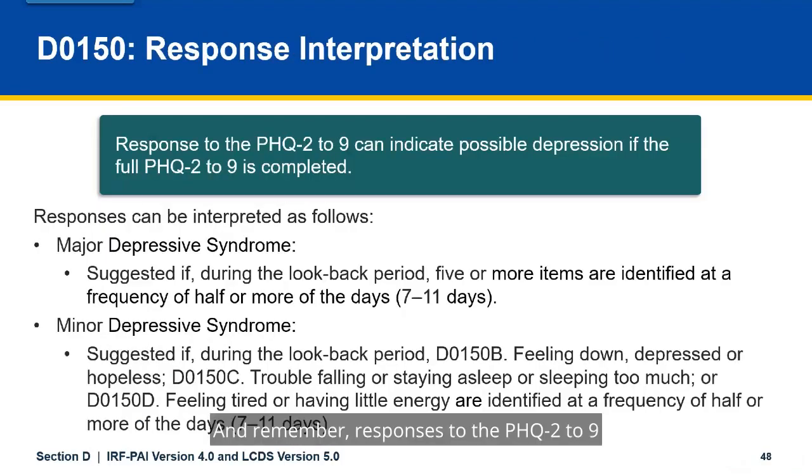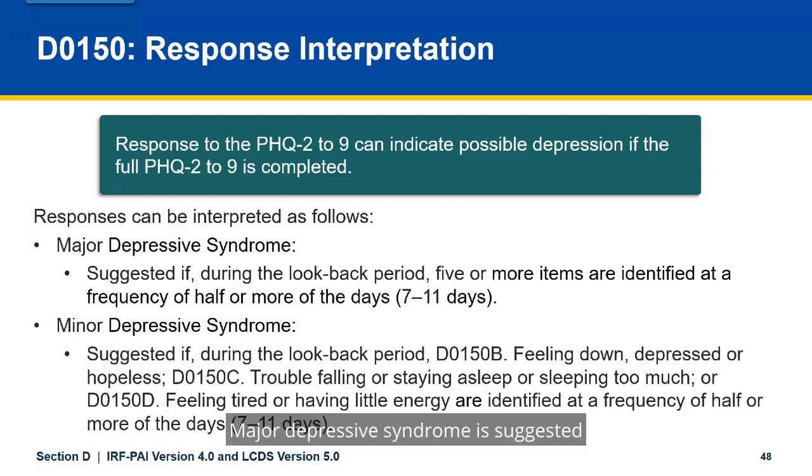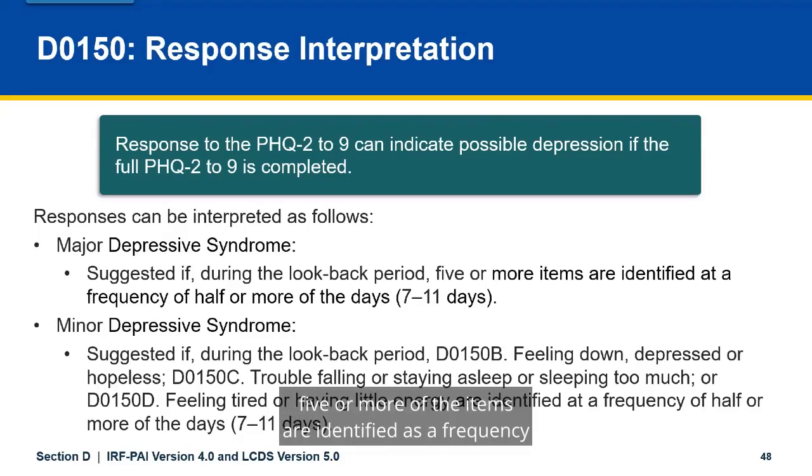And remember, responses to the PHQ 2-9 can indicate possible depression if the full PHQ 2-9 is completed. And responses can be interpreted as follows. Major depressive syndrome is suggested if during the look-back period, 5 or more of the items are identified as a frequency of half or more of the days, 7 to 11 days.